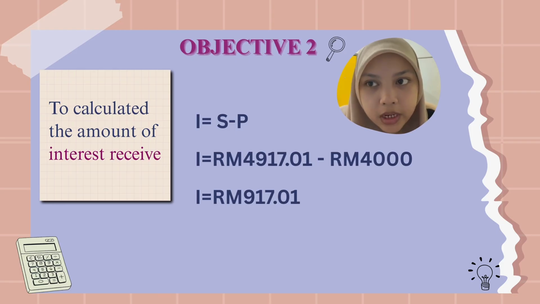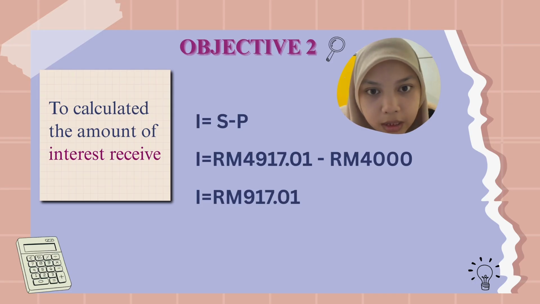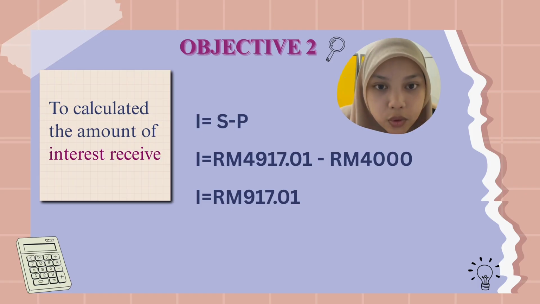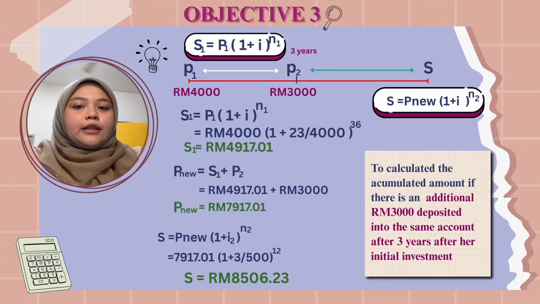Okay, for objective 2, it is to calculate the amount of interest received. So the formula is I equals S minus P. Then I equals RM40,917.1 cent minus RM40,000. So the answer of I is RM917.1 cent.